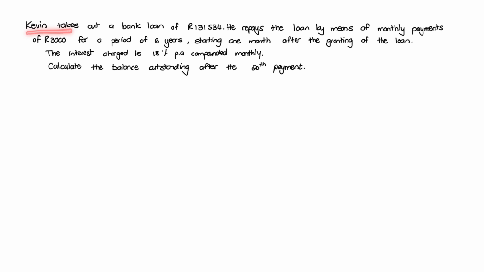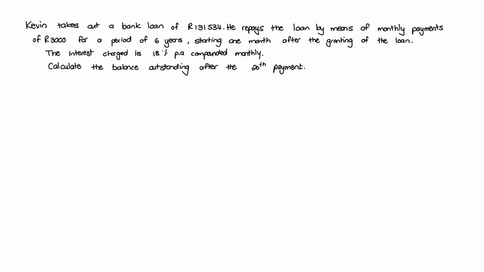Kevin takes out a loan of 131,534 Rand. He repays the loan by means of monthly payments of 3,000 Rand for a period of 6 years, starting 1 month after the granting of the loan. The interest rate charged is 18% per annum compounded monthly. Calculate the balance outstanding after the 20th payment.